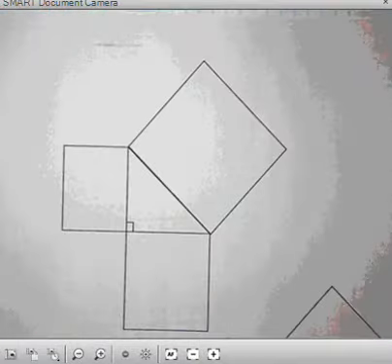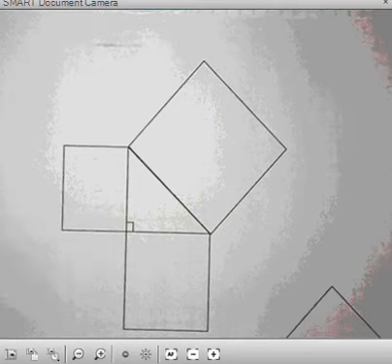You do not have to draw this. So what's the length of the diagonal line?